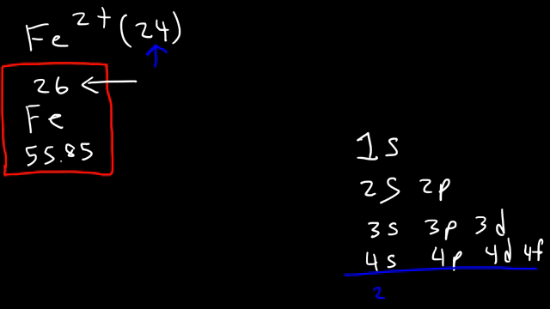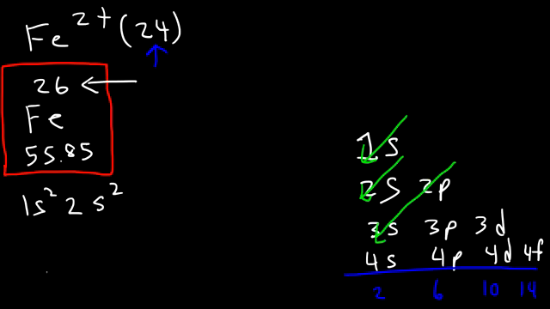S can hold 2, P can hold 6, D can hold 10, F can hold 14. So we're going to start with 1s. So that's going to be 1s2. And then we're going to move on to 2s. So this is going to be 2s2. And then we're going to go to 2p, then 3s. So it's going to be 2p6, and then 3s2.